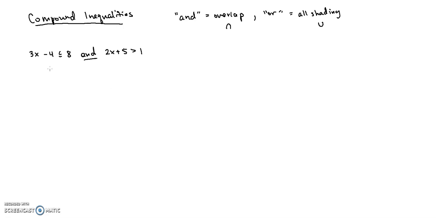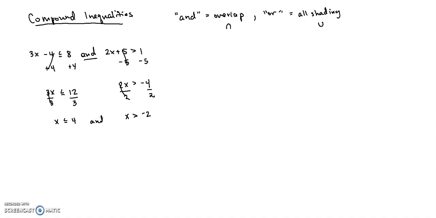All right, so solving the one on the left, we need to get x by itself. So we're going to add 4 to both sides. We get 3x is less than or equal to 12, and we want to do the opposite again. So the opposite is divide. So we get x is less than or equal to 4. Okay, same thing for the other one. We want to get x by itself, so we do the opposite. So we do minus 5. That gives us 2x greater than negative 4. And then the opposite of multiply is divide. So we divide by 2. And we get x is greater than negative 2.